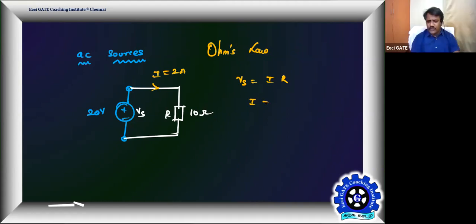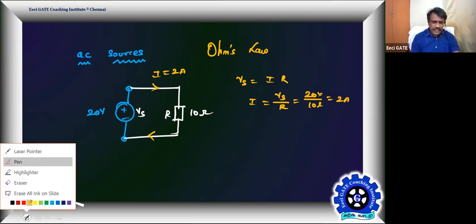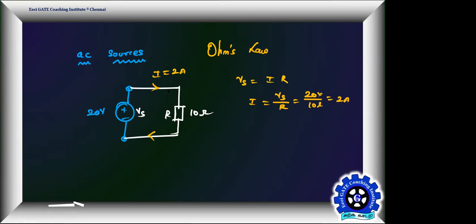So Vs is known, R is known, I is equal to Vs by R. So it's 20 volt by 10 ohm. It's easy. So it is going to be 2 amps current. Hope the direction of current is correct? Yes, the direction of current is correct.